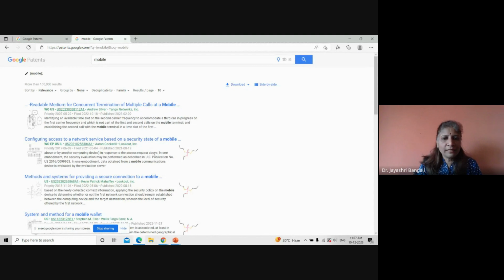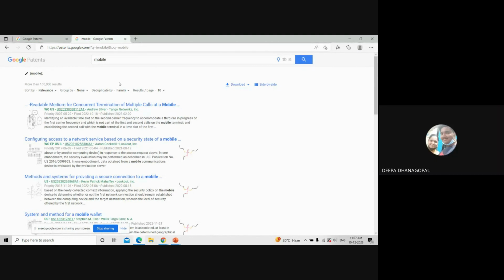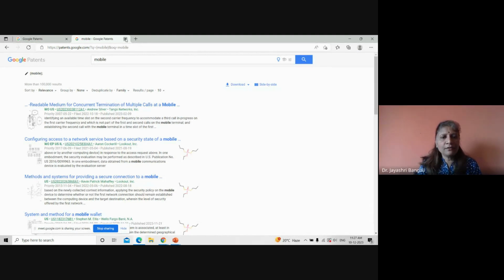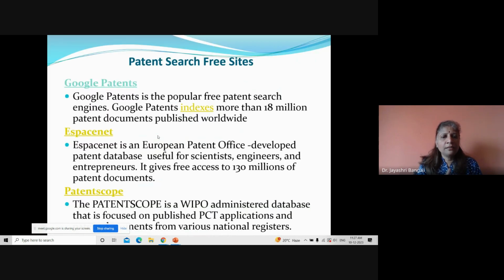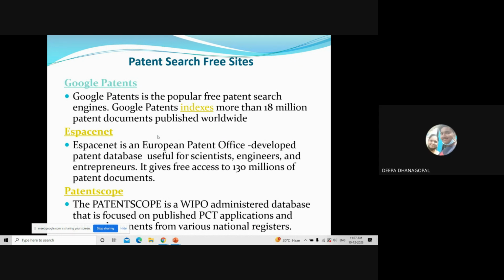Can you see the list? Yes, ma'am. So it is like that. You can search anything actually. Another site is Espacenet, then Patent Scope. Sorry for the interruption, ma'am. I'm Deepa Relur, ma'am. What is meant by WIPO, ma'am?